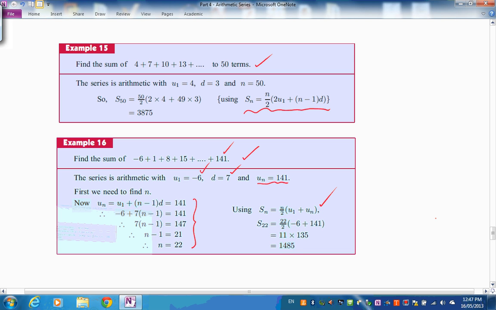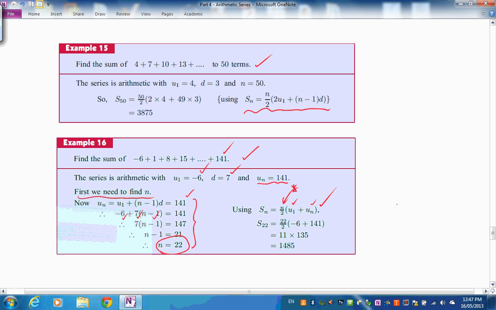We've got to still work out n. How many terms are there? In this one, you're going to use this one because we know that and that, but we still need to find n. So over here, we can say 141, we want to know its n value. So it's mu1 plus the d times n take 1. And we work out that it's the 22nd term, and then we can use that second formula.